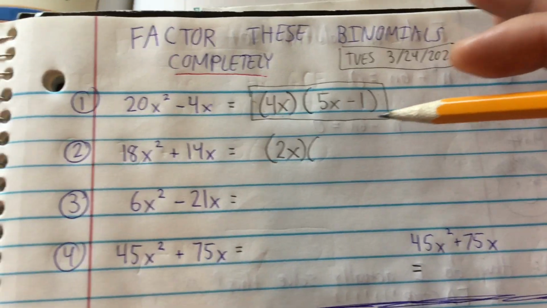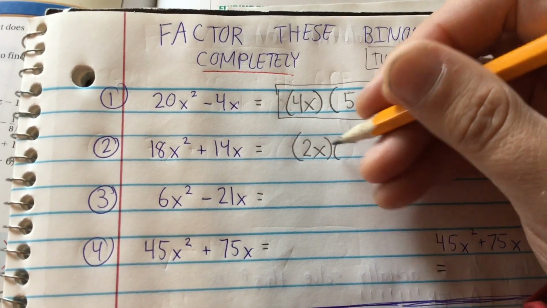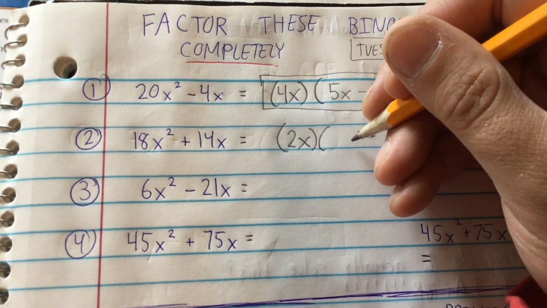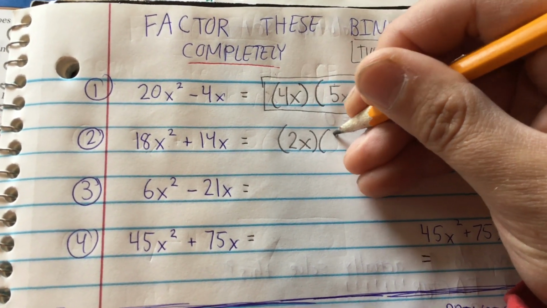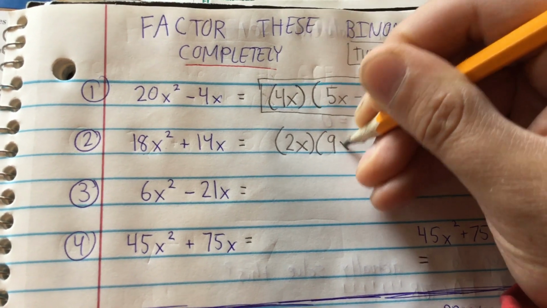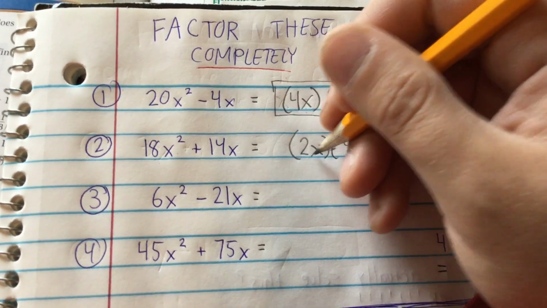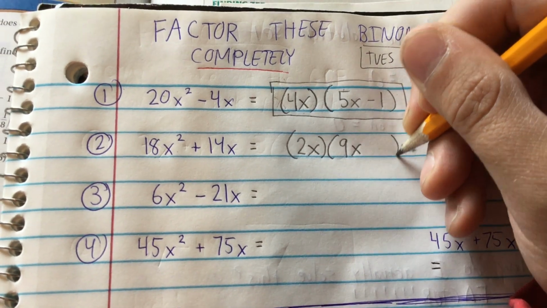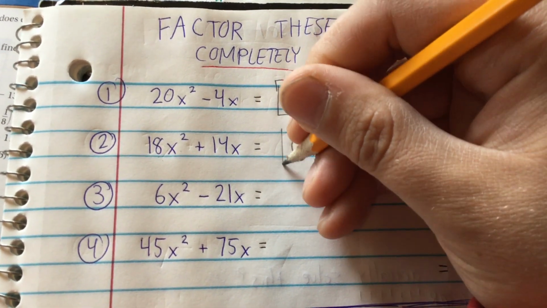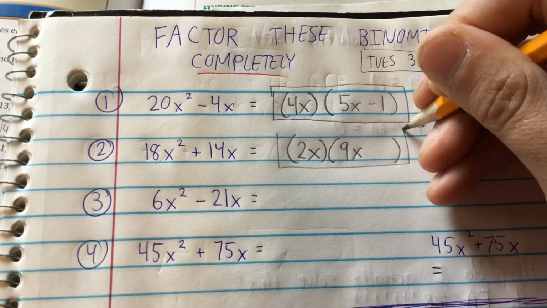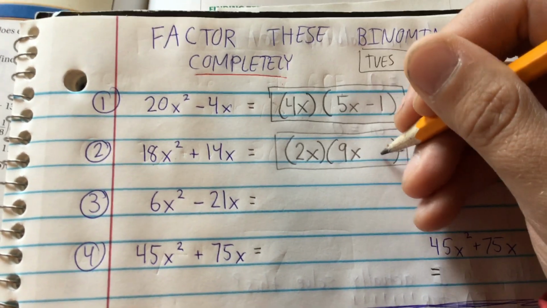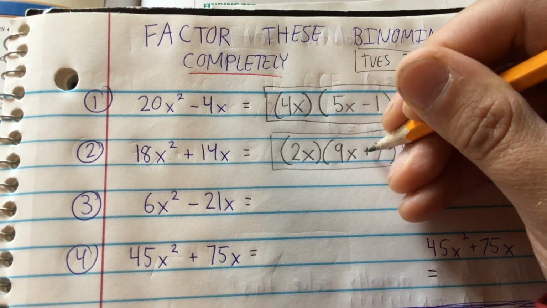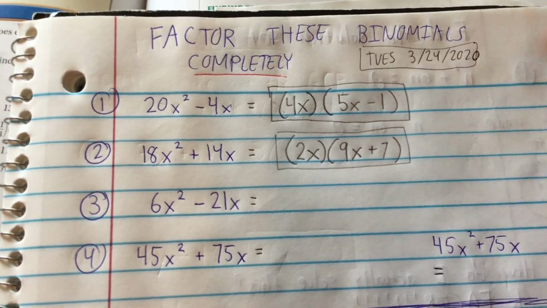Now then, let's take a look. 2x times what is 18x squared? That'd be 9x. 2x times what is positive 14x? That would be positive 7. So the final factored form would be 2x times the quantity of 9x plus 7.